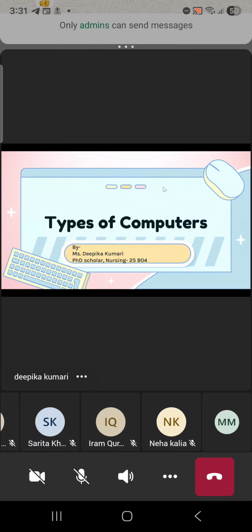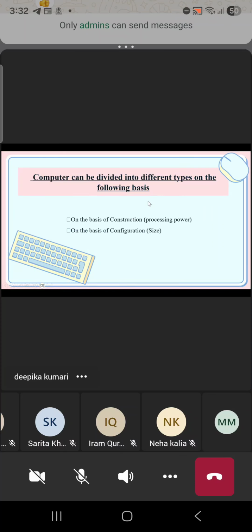Good afternoon, everyone. Today my topic of presentation is types of computer. I am Deepika Kumari, a PhD scholar of the October batch in the nursing department. Computers can be divided into two different types on the following basis: on the basis of construction or on the basis of configuration.